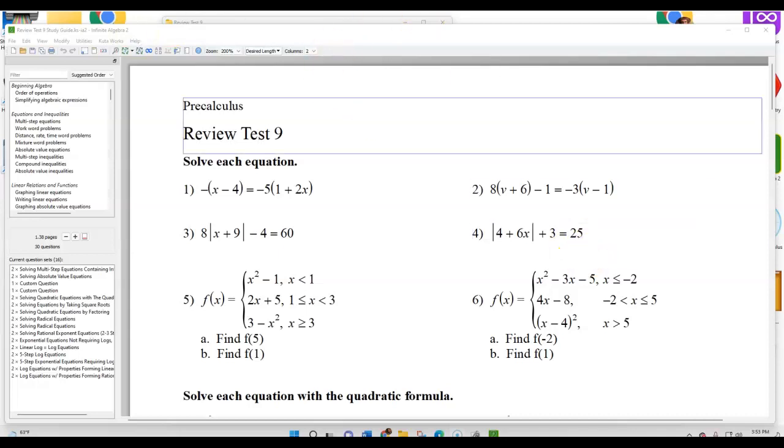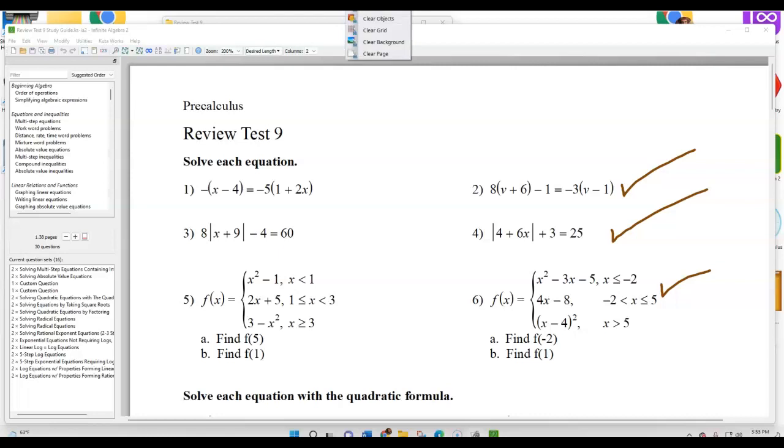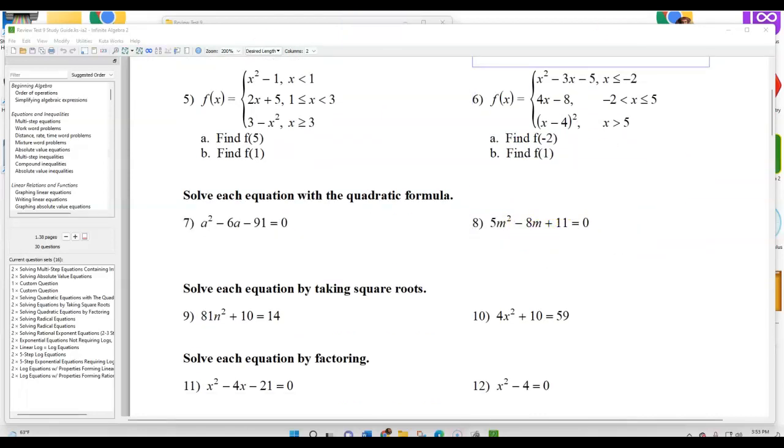This one is basically going to be a review of how to solve a variety of types of equations. So this is a linear equation. This is an absolute value equation. This is a piecewise function. We've learned a lot of different kinds of functions this year and how to deal with them. So we're just going to revisit how to solve them.